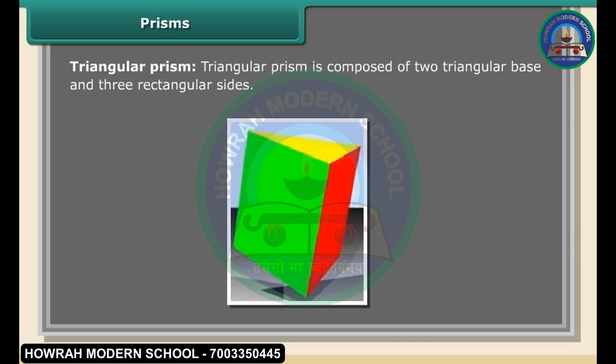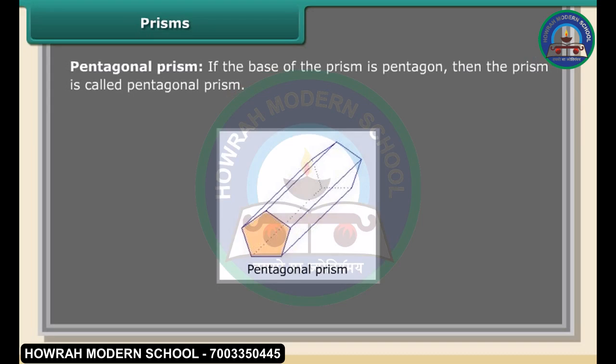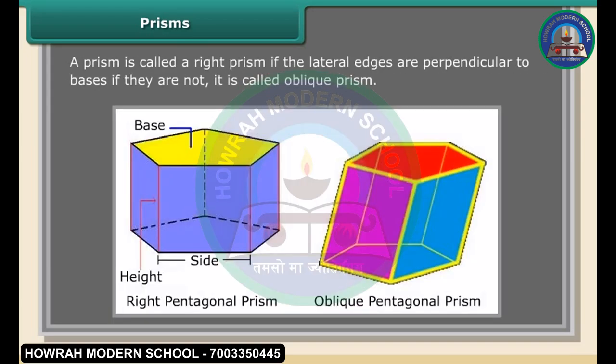Triangular prism: a triangular prism is composed of 2 triangular bases and 3 rectangular sides. Pentagonal prism: if the base of the prism is a pentagon, then the prism is called a pentagonal prism. A prism is called a right prism if the lateral edges are perpendicular to the bases. If they are not, it is called an oblique prism.